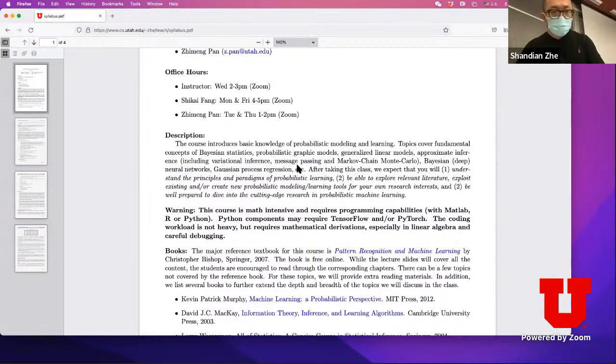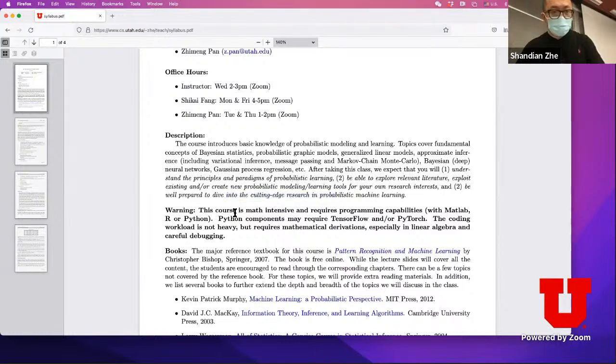So what's the outcome of this class? What do we expect you to be able to do after it? We expect that you will understand the principles and paradigms of probabilistic learning. You will be able to explore relevant literature, exploit existing models, or even create new probabilistic models for your own research or interest. And you will be well prepared to dive into cutting-edge research in probabilistic machine learning.